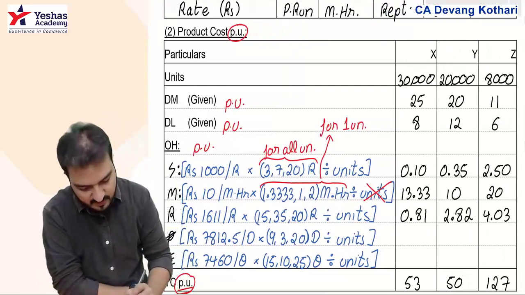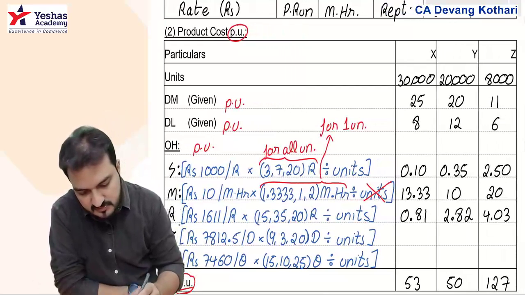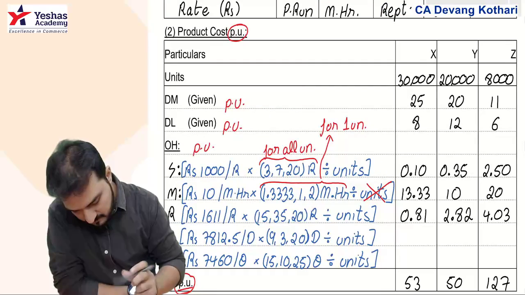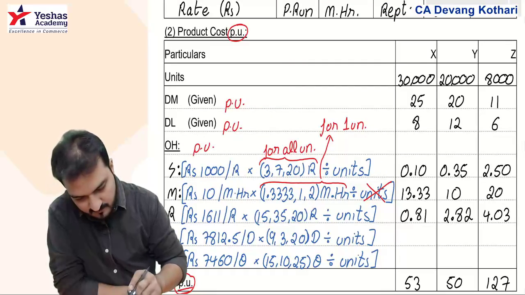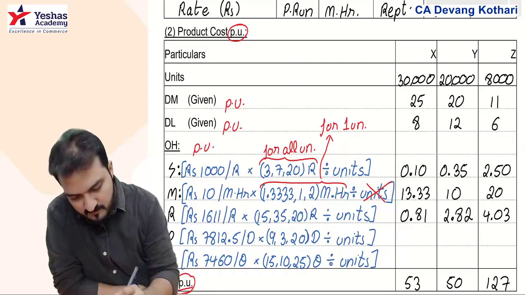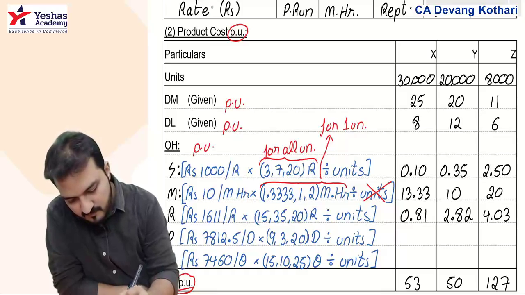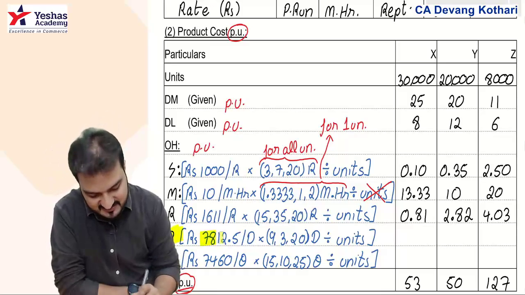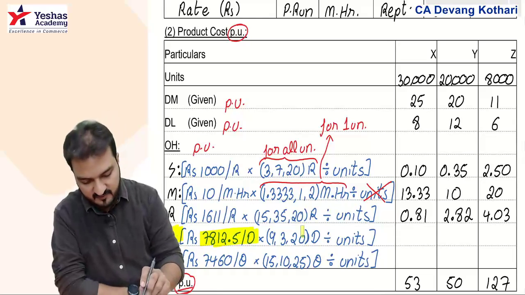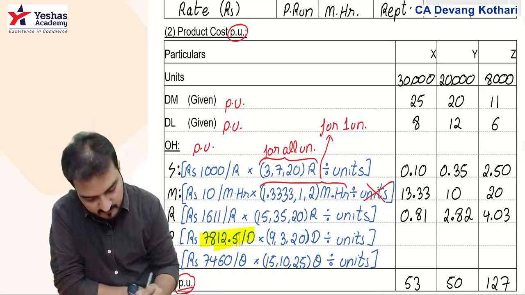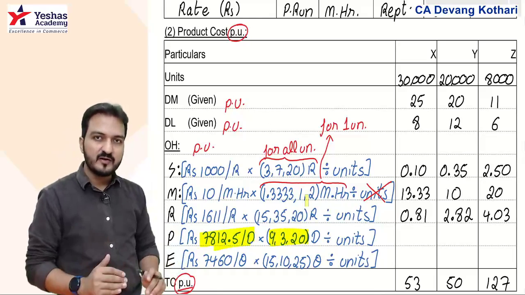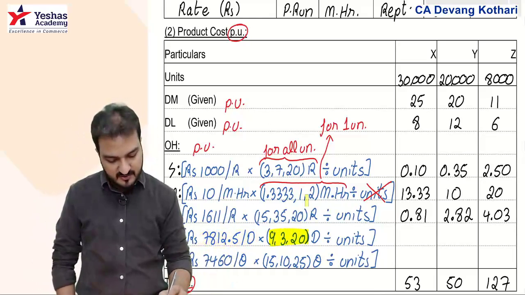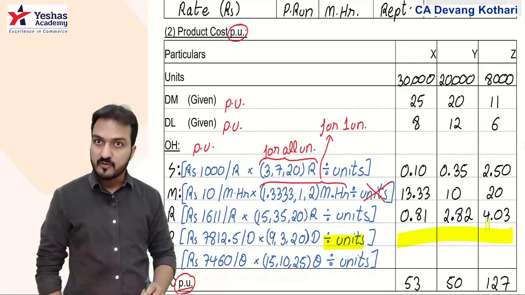Similarly, my packaging cost is 7812.5 per delivery into 9, 3 and 20 deliveries. That 9, 3 and 20 are the deliveries for all units. Divide by units will give you per unit here.